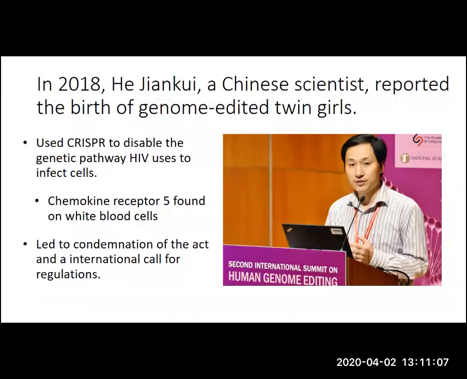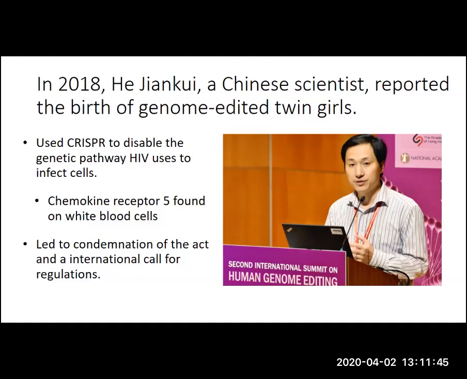And so basically, he was working with subjects in which the father was HIV positive, but they wanted to have offspring. They wanted to have children, and minimize the risk that the HIV would be transmitted from the parents to the offspring. And so what Jiankui did was he basically used the CRISPR system to go in and induce a mutation to disable the genetic pathway that HIV uses to infect cells.